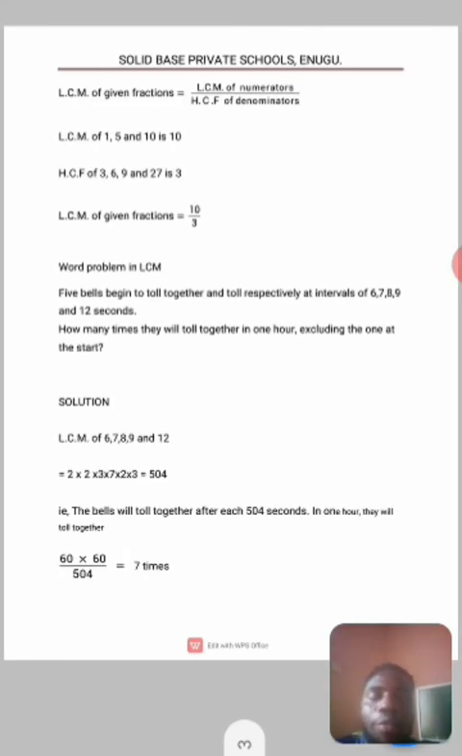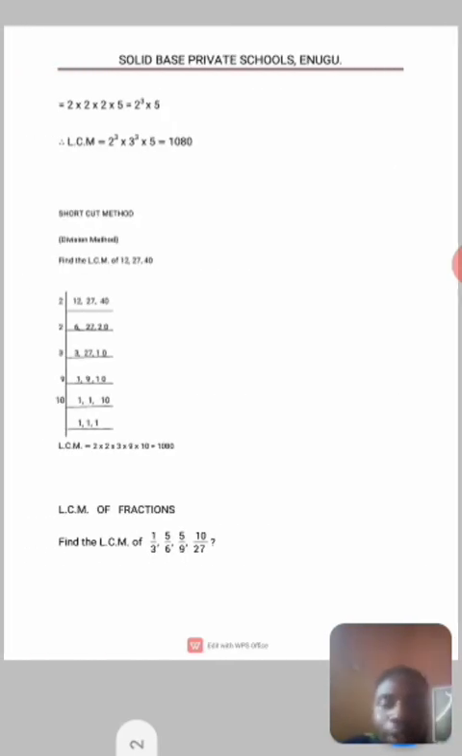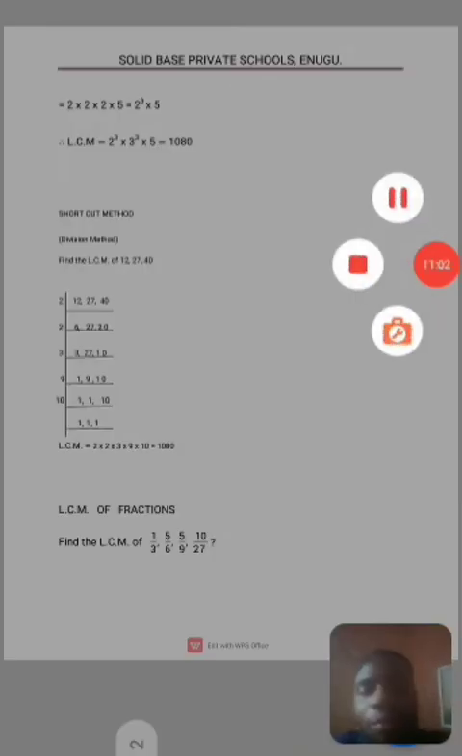So the formula for finding the LCM of fractions is: the LCM of the given fractions will be equal to the LCM of the numerators over the HCF of the denominators. Now HCF stands for highest common factor. Okay, now we'll find the LCM of the numerator, that is the numbers at the top.